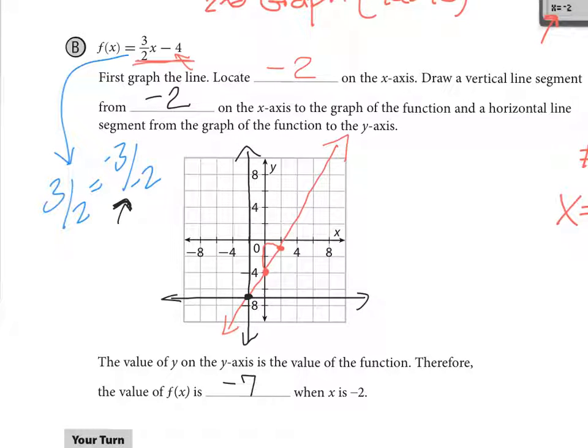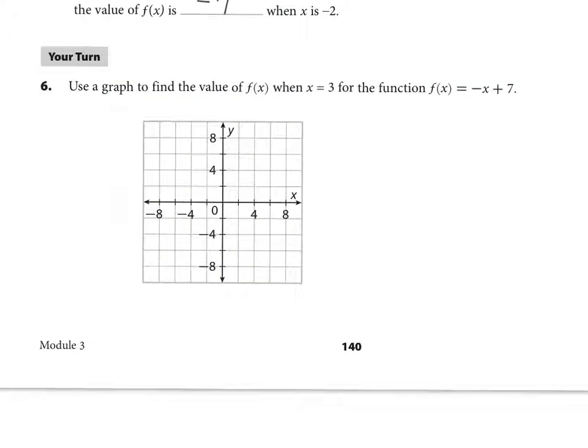Now again, you could use the calculator here to find the value, either by using the table, or you could go to the second trace, number 1, do value, as long as your window's big enough to see it on the graph. So now I want you to try your turn problem, number 6, to use a graph to find the value when x is 3. Again, I would suggest using some sort of straight edge to draw your line so that you find the value. I'll give you a few seconds here to do that, and then we'll check it.